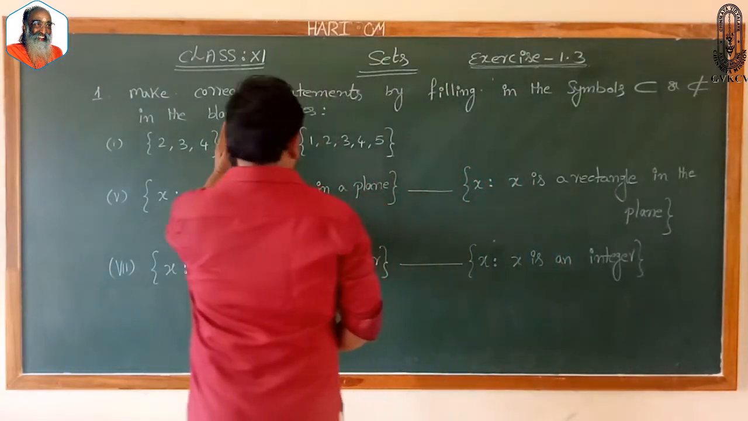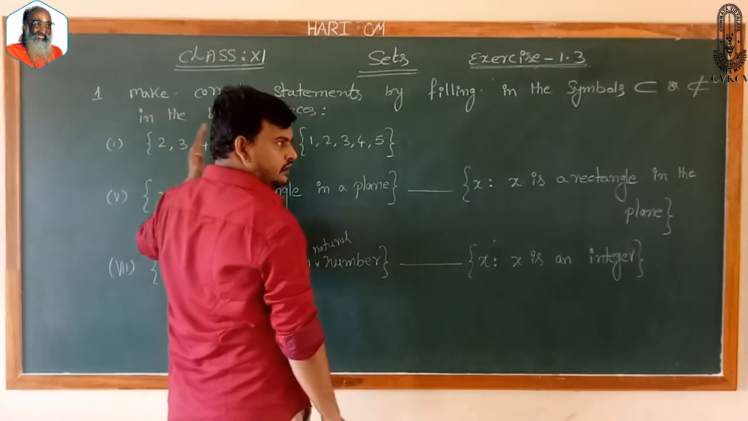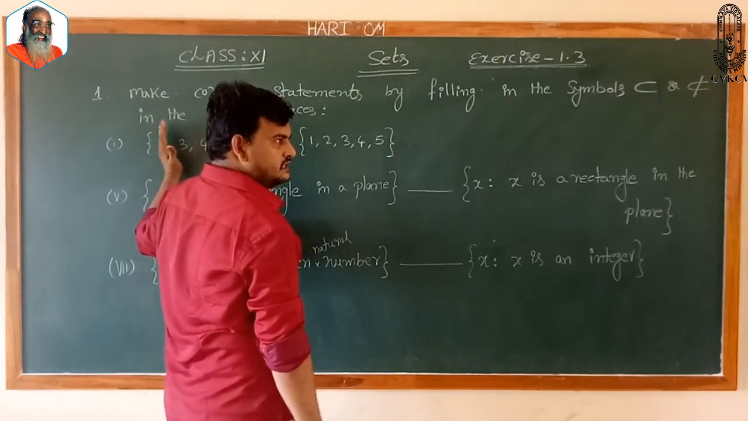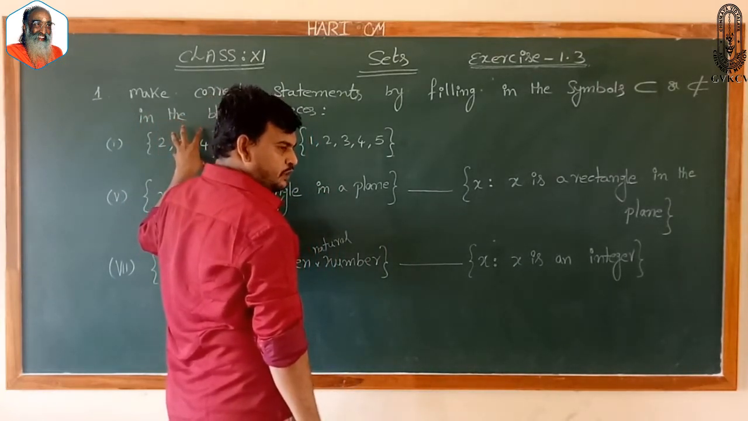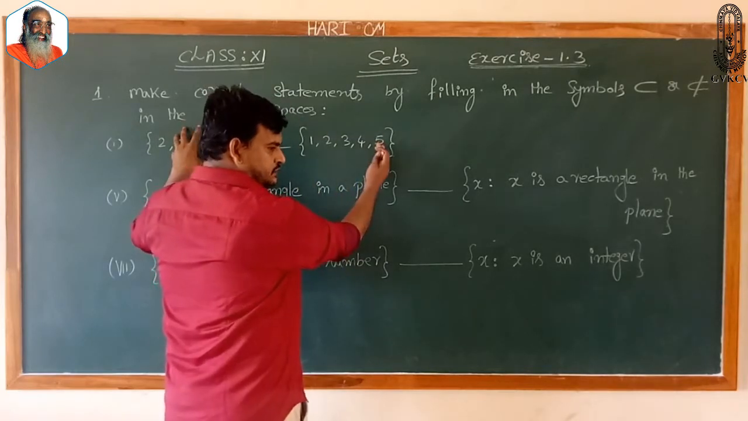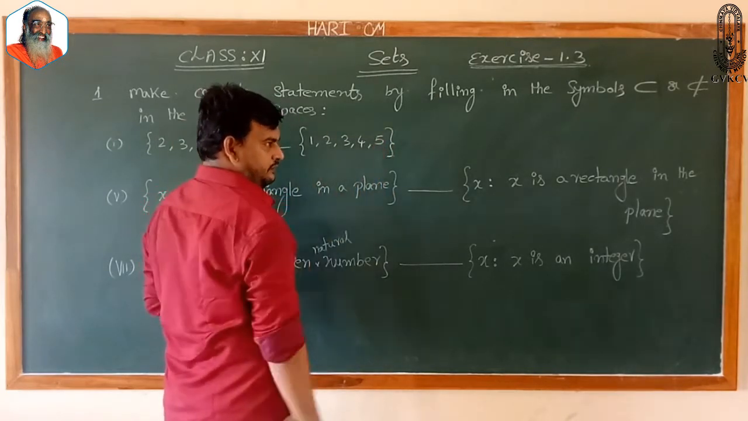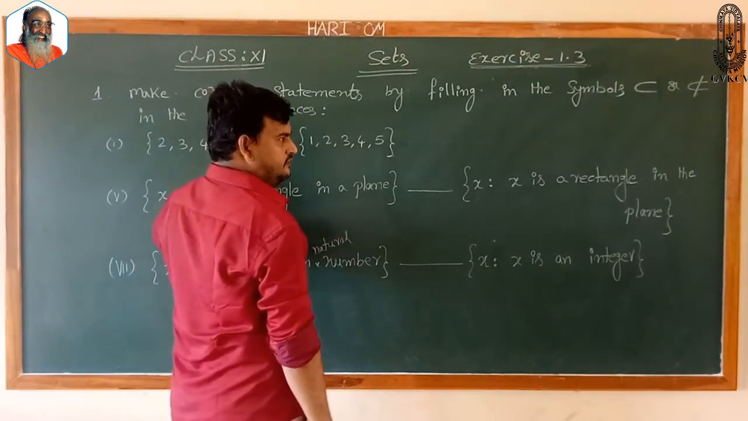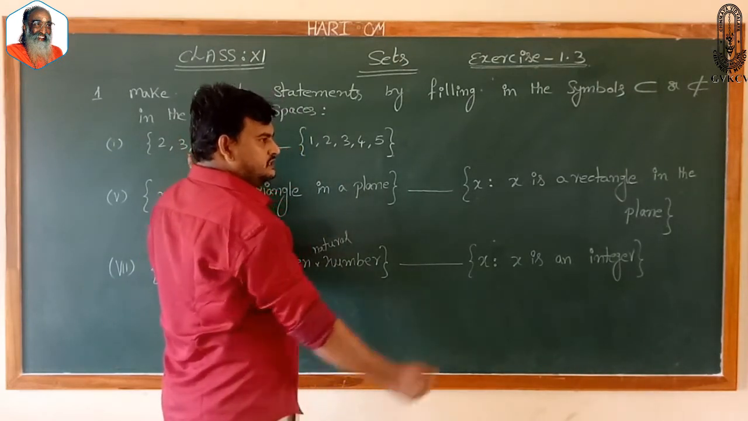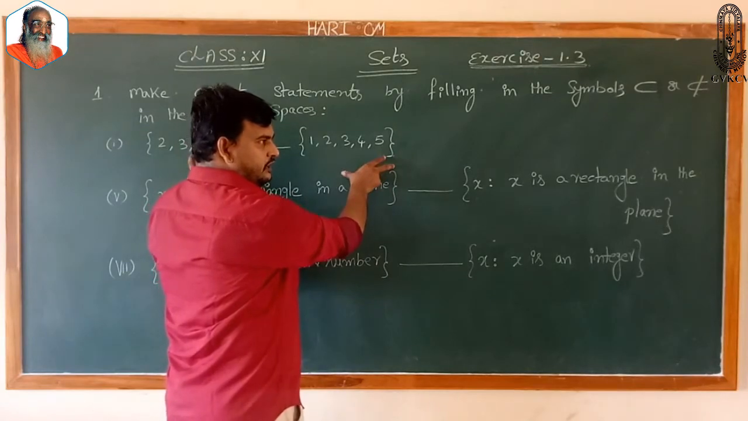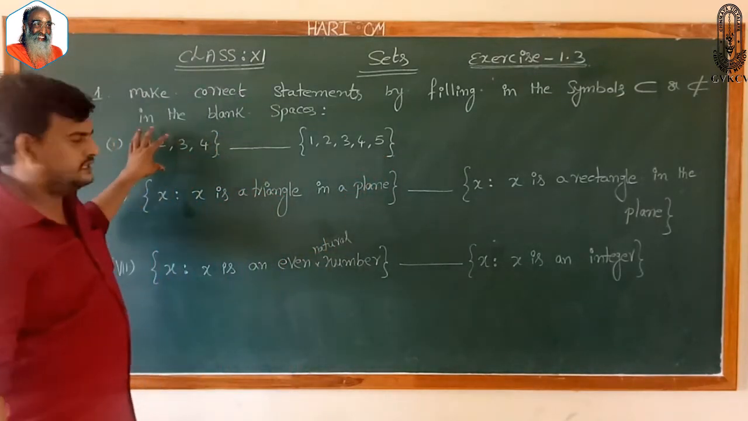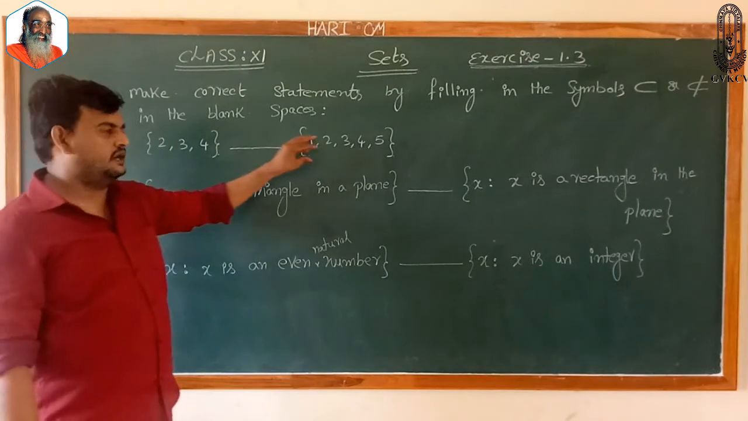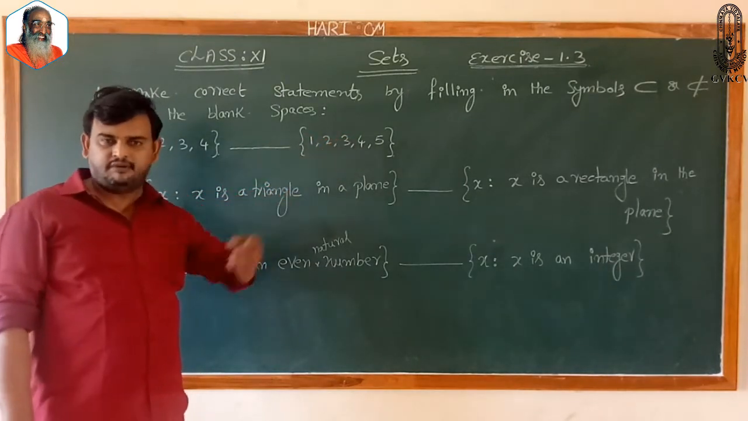So always, on the left hand side we should have the small set, and on the right hand side we should have the bigger one. Then only we can use the subset symbol. Here on the left side I have 3 elements, and on the right side I have 5 elements. So the left hand side set is the smaller one, and the right hand side set is the bigger one.